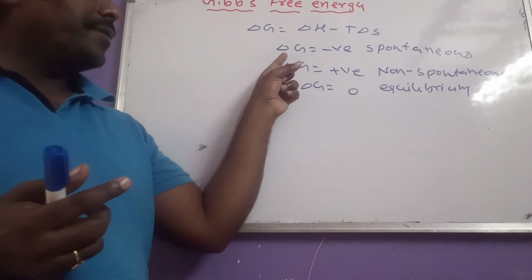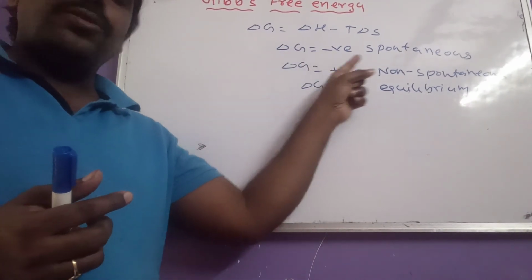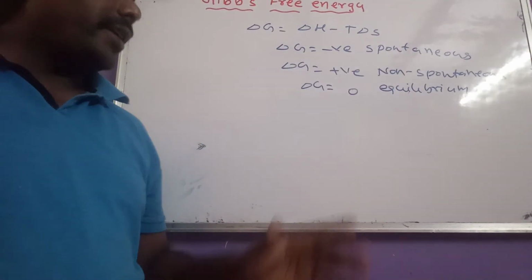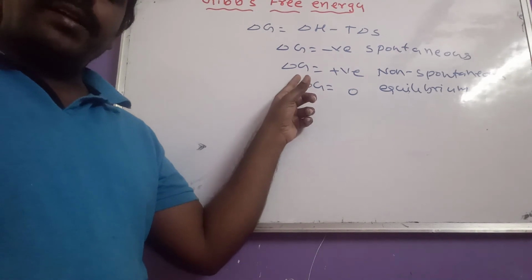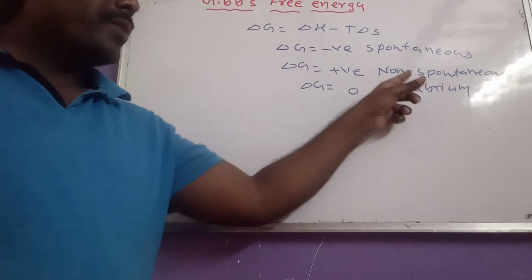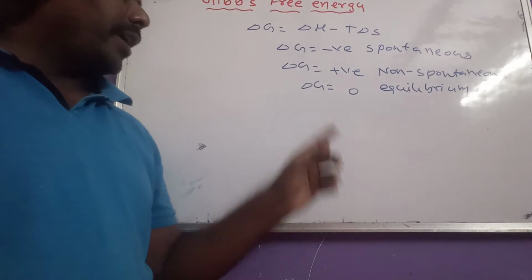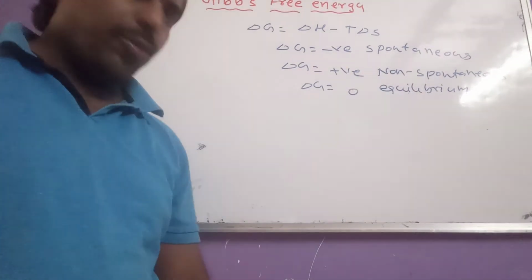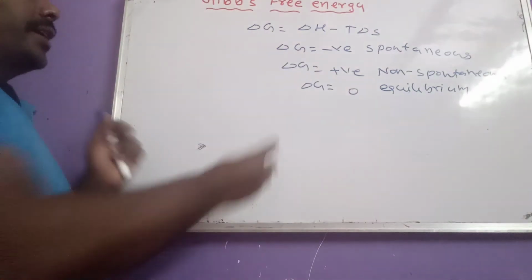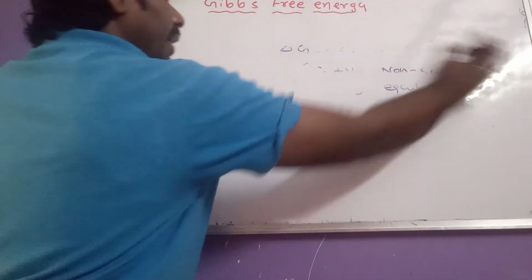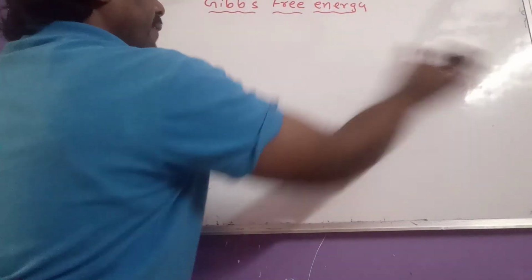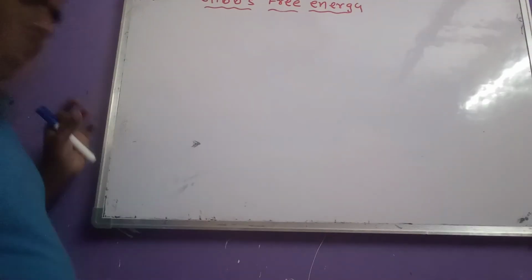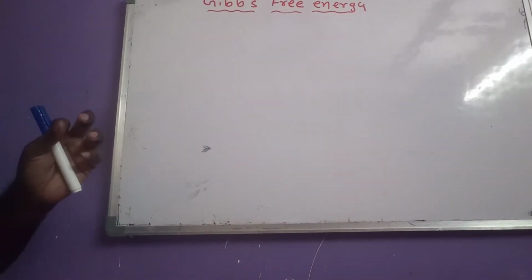If Gibbs free energy change is negative, the reaction is said to be spontaneous. If delta G value is positive, the reaction is said to be non-spontaneous. If delta G value is 0, the reaction is said to be present at equilibrium. Okay, now let us see the effect of temperature on spontaneity of a process.